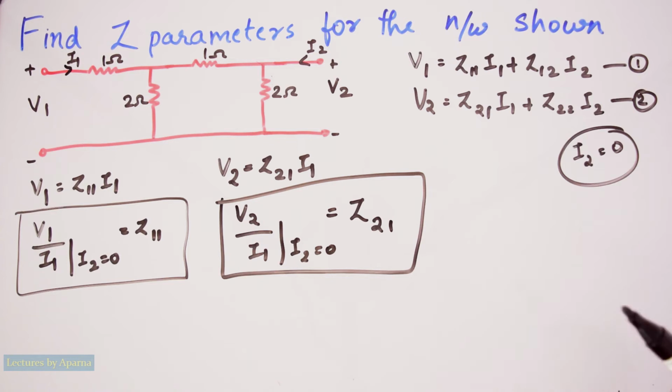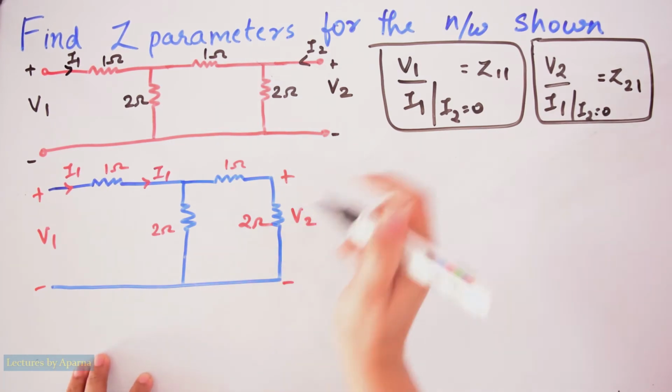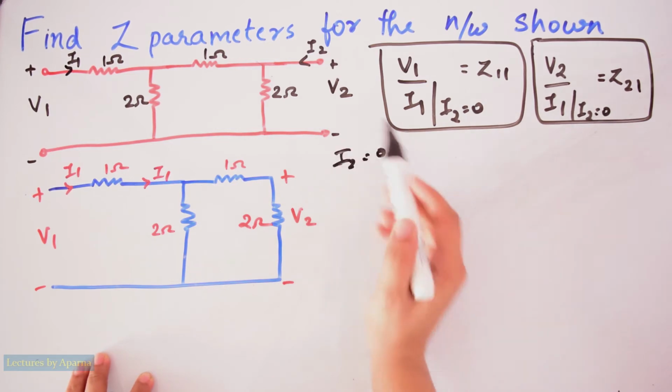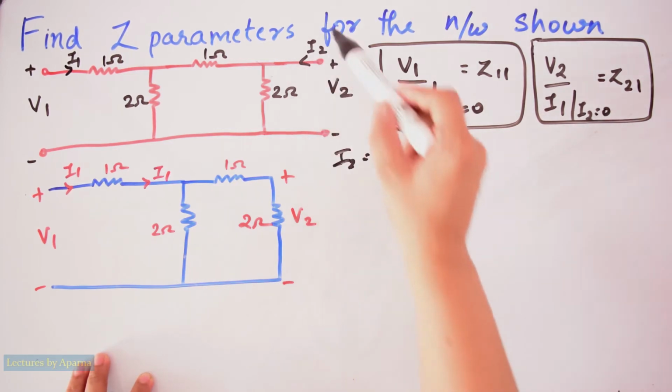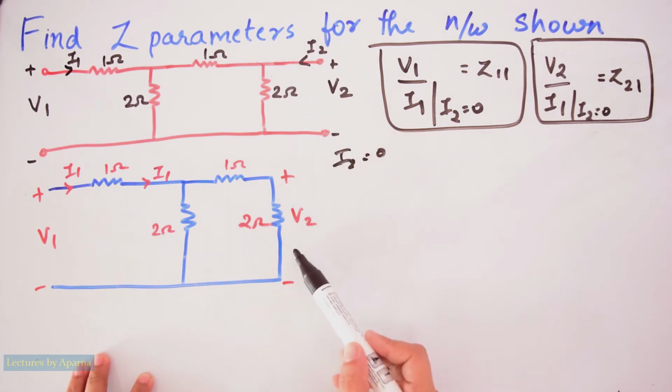So let's draw the circuit with I2 equal to 0. So this is the circuit we get if we put I2 equal to 0. I2 equal to 0 means we are open circuiting this portion. So we don't have to consider this portion and the circuit can be redrawn like this.